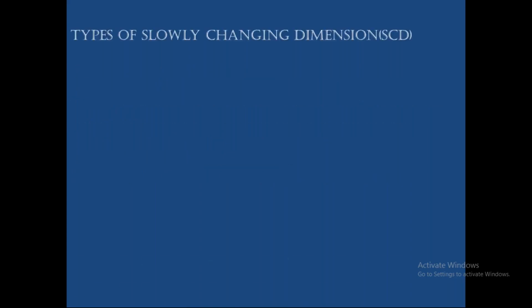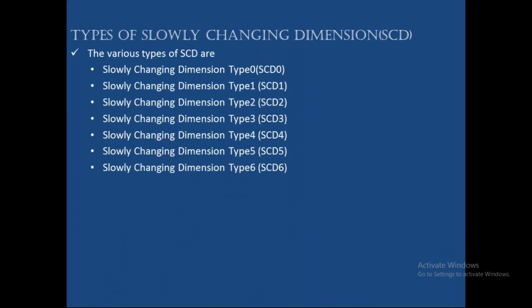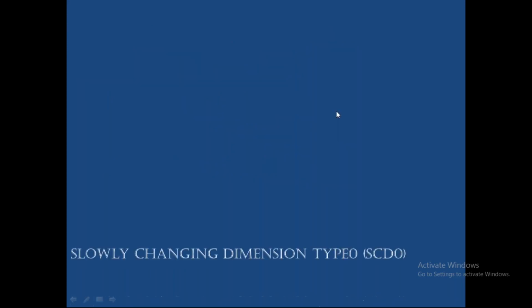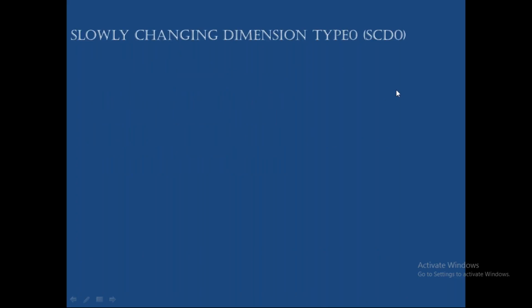Now let's talk about types of slowly changing dimension. The various types of SCDs are SCD 0, 1, 2, 3, 4, 5, 6. We have a total of these many types. Total how many types? 7, including SCD 0. Now we'll talk about what SCD 0 is first. Slowly changing dimension type 0, or you can say SCD 0: no changes allowed, dimensions never change.